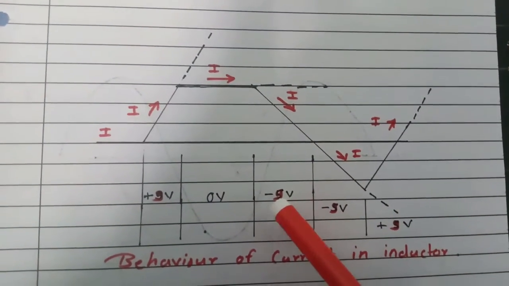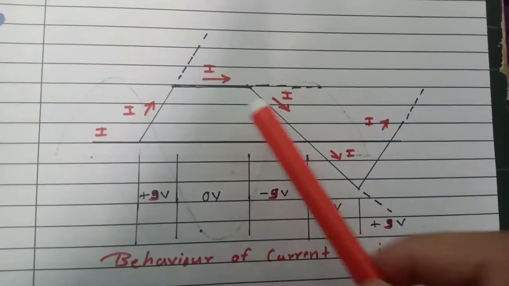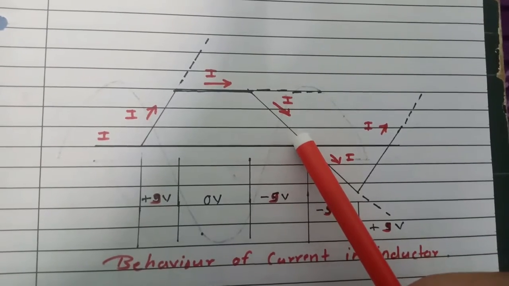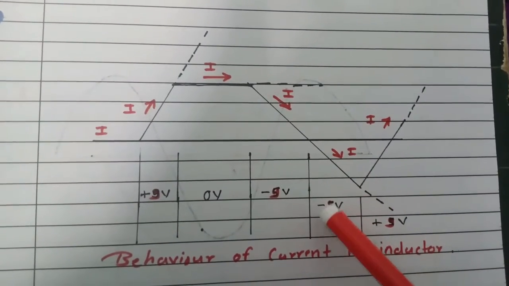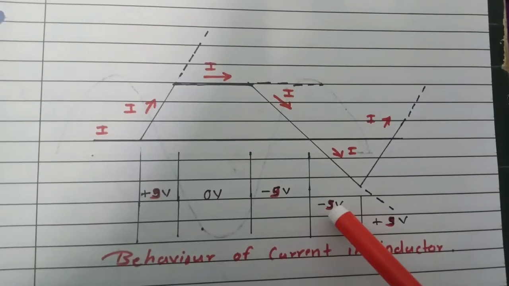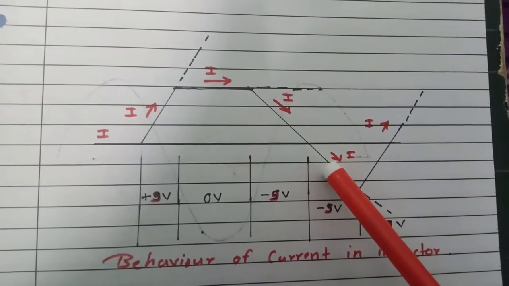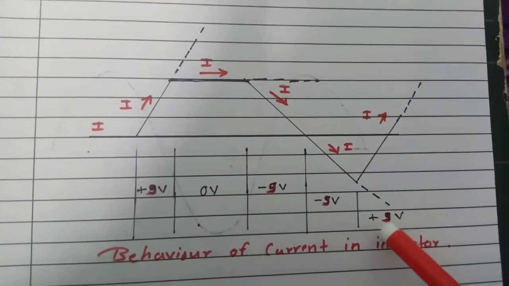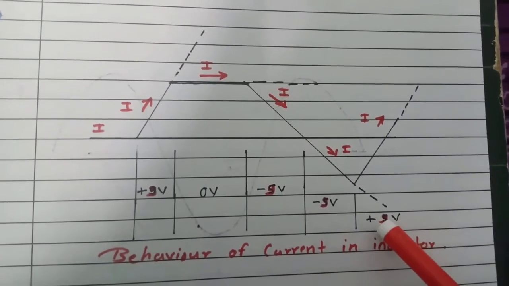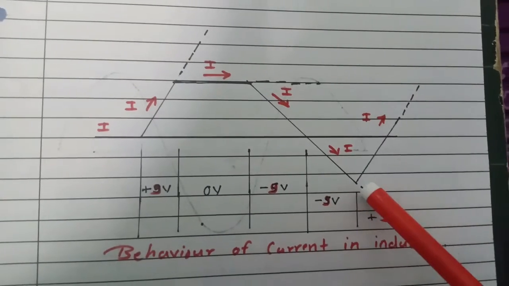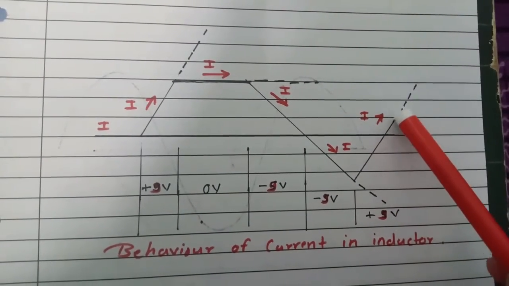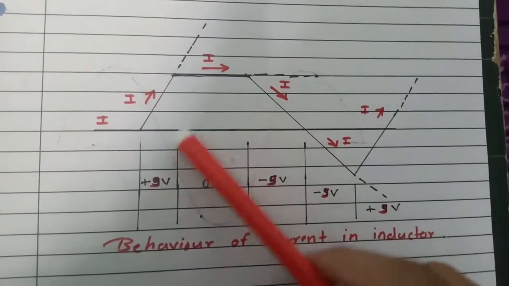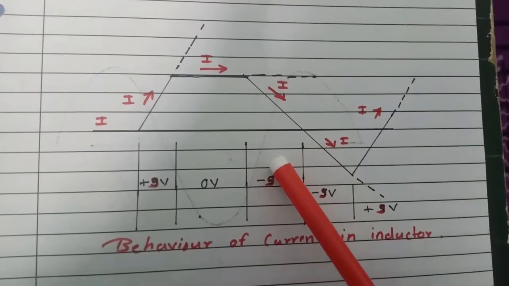Then I give minus 9 volt. Then the current goes slightly down. When I continuously give minus 9 volt, the current goes down to its lower peak value. After that, I give plus 9 volt, and the current again goes up slightly towards its positive peak value. This is the behavior of current in an inductor.